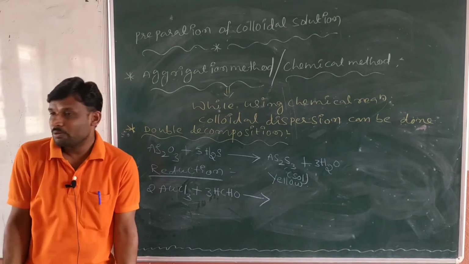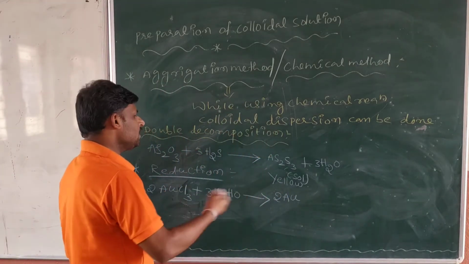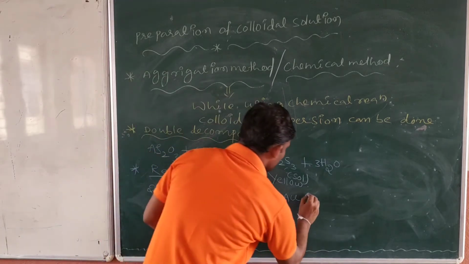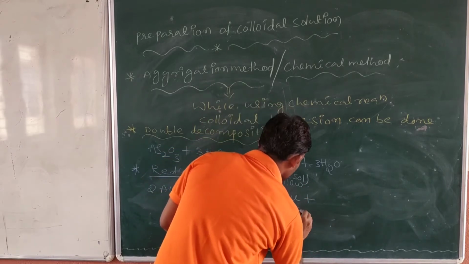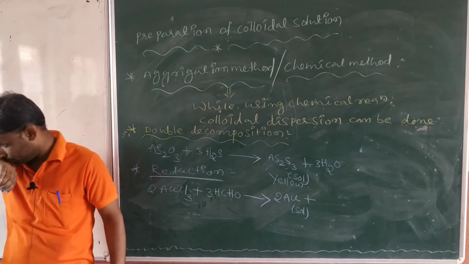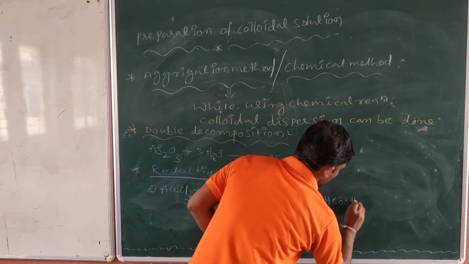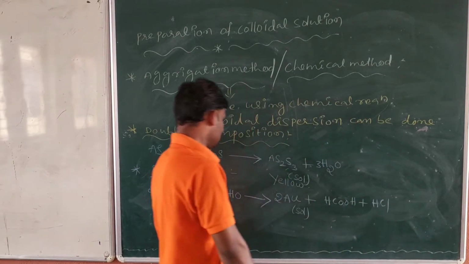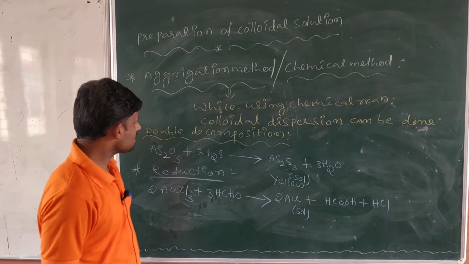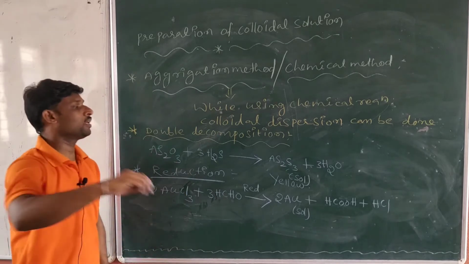What is the formula of the sol? 2 moles of Au, that's it. What is removed from this one? The chlorine from AuCl3 is removed by the formaldehyde. Then what is formed here is the sol, and it also gives formic acid as well as hydrochloric acid. This is one of the preparations of the sol. So this is the reduction method. Here, double decomposition takes place.